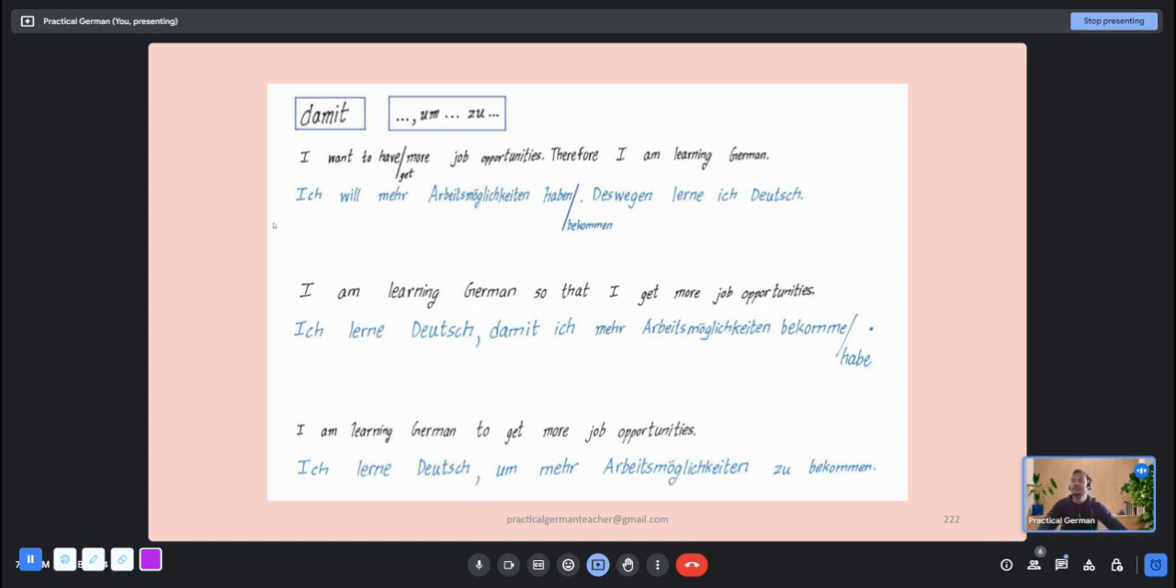Let's see. So Rishabh, can you read one more time all the sentences, the blue ones? Sure. Ich will mehr Arbeitsmöglichkeiten haben, deswegen lerne ich Deutsch. Ich lerne Deutsch, damit ich mehr Arbeitsmöglichkeiten bekomme oder habe. Ich lerne Deutsch, um mehr Arbeitsmöglichkeiten zu bekommen.